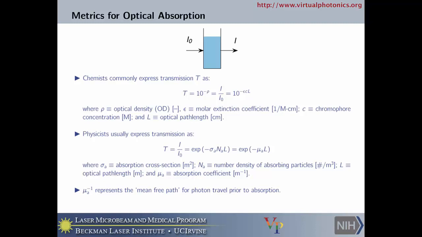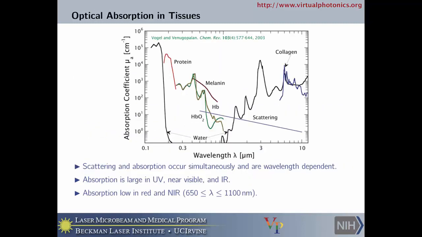Don't mix up the product of epsilon and C. The product of epsilon and C is not the same thing as mu A. Okay, so just be careful. And again, the reciprocal of mu A gives you a basic mean free path for absorption.